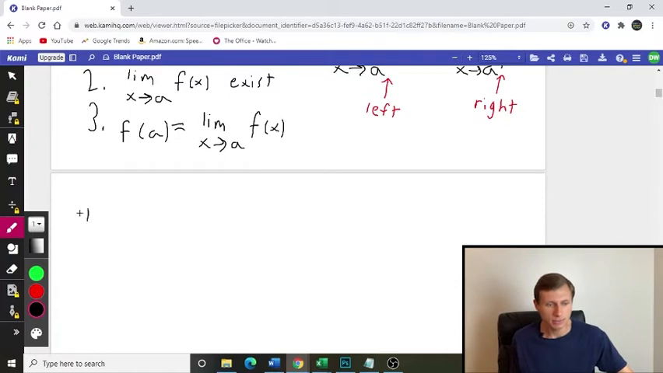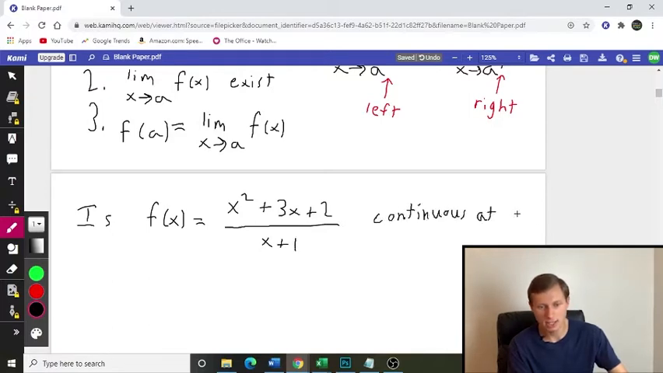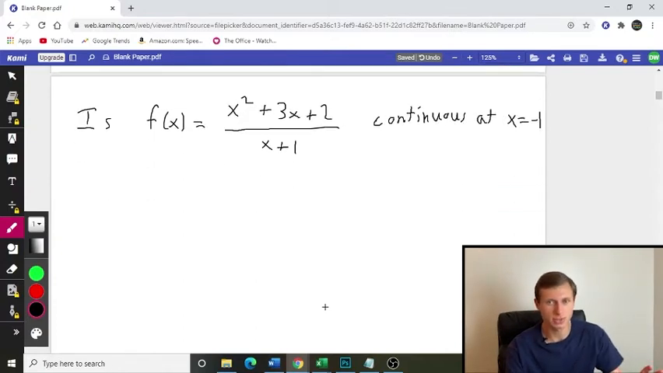I want to know, is f of x equals x squared plus 3x plus 2 over x plus 1, is f of x continuous at x equals -1, okay? So the first thing we would do, again, to prove that this is continuous, and by the way, this example is way too difficult to graph, don't try graphing it, and besides, we don't need to graph it. We have the skills that we can just deal with the numbers and prove if it's continuous.